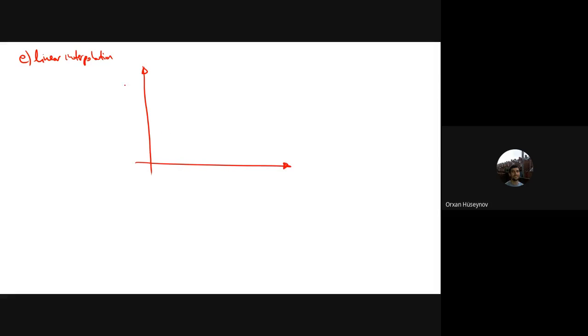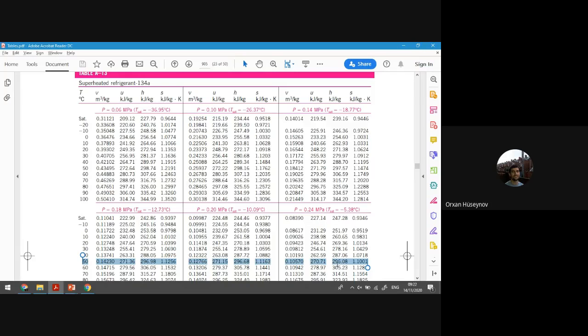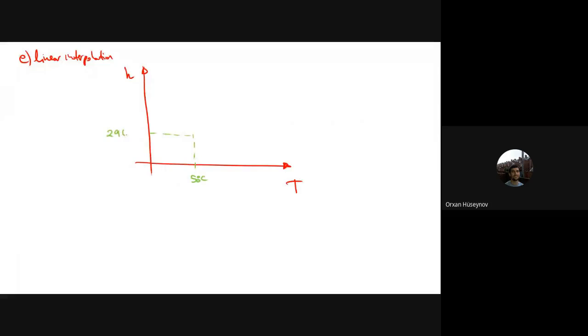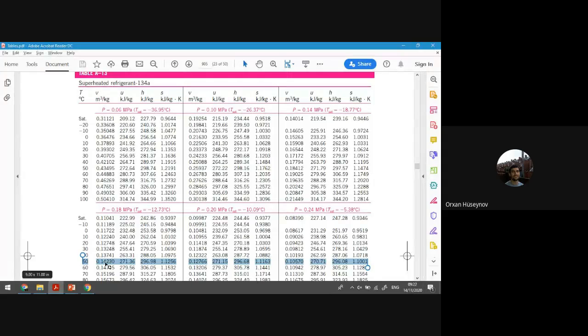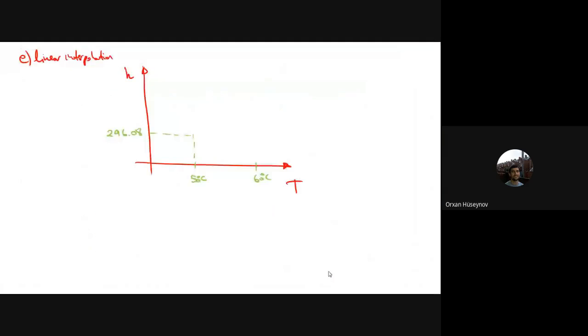On one side, you will have the enthalpy, and on the other side, you will have the temperature. For the temperature value of 50 degrees Celsius, the enthalpy is 296.08. For the next temperature value, which is 60 degrees Celsius, given in the table, this line, it is 305. Let me draw it actually.